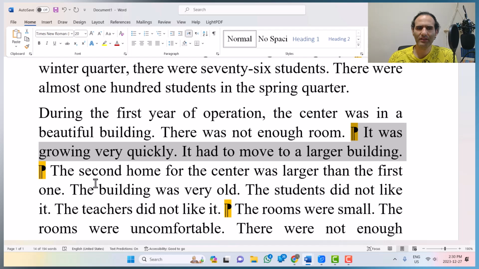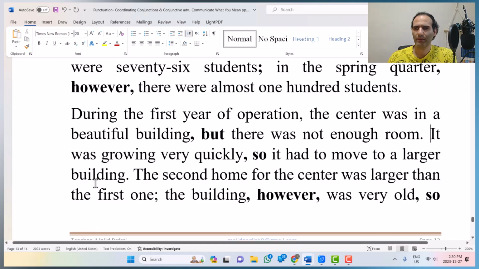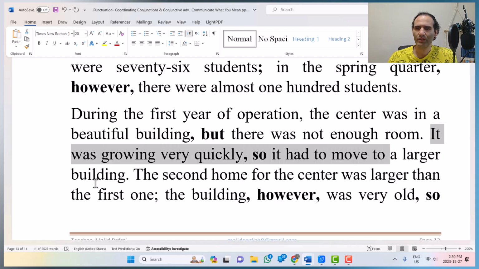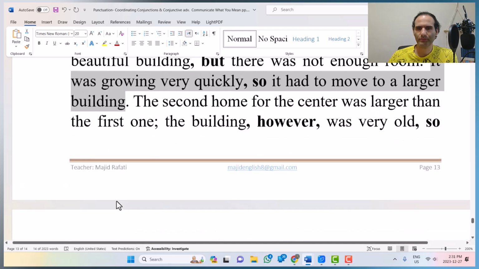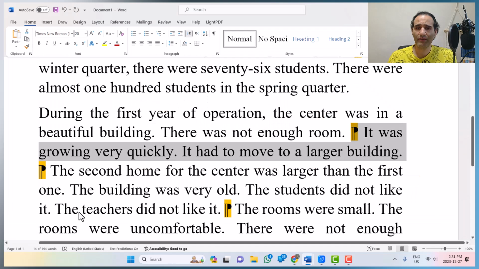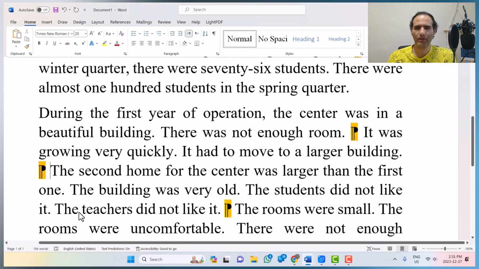I can feel some sort of cause and result here. Therefore, it was growing very quickly, so it had to move to a larger building. And you see the sentences are not very long, therefore a coordinating conjunction is better than a conjunctive adverb. So for example here, if I go with a therefore or a consequently, that's not as beautiful as this one. After all, conjunctive adverbs are more formal, so they require longer sentences.